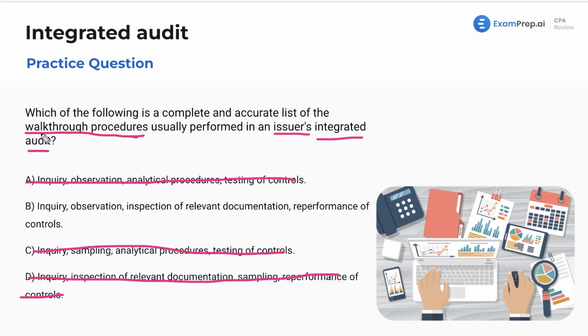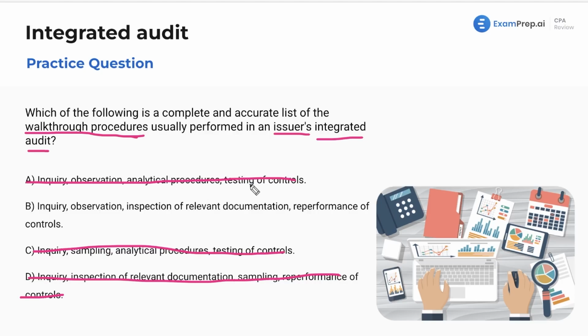So walkthrough procedures, that's where you get an understanding of a company, right? Maybe it's the first time you're auditing them, or you just want to get an idea of what they do, how they operate. So you start off, you say, okay, you make a sale to a customer, right? The customer walks in the store, you observe that. Then the customer purchases something, then you inspect the receipt that is generated, you inspect the invoice, you inspect whatever documentation is generated, you reperform the control, right? Maybe you go in and you test buy something from the company, you inquire a customer, you inquire the employees. So these are all done during walkthroughs.